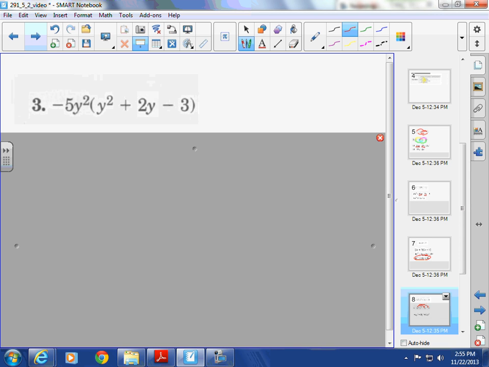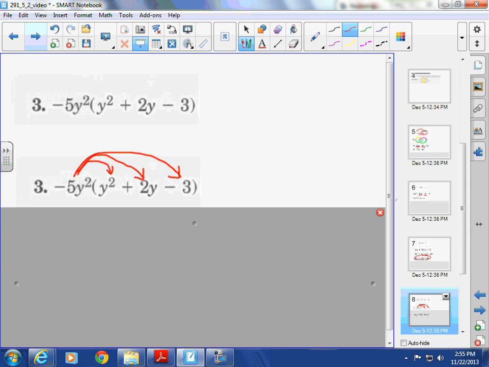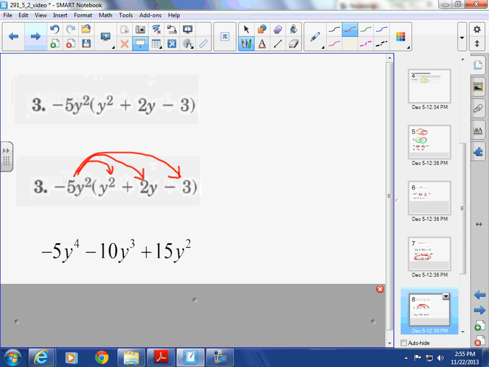Okay, here we have an example of a monomial times a trinomial. For this particular problem, you want to distribute your monomial to every term in your polynomial. So negative 5y squared gets multiplied by everything. When you do that, you end up with negative 5y to the fourth minus 10y cubed plus 15y squared. There are no like terms, so we are done. That's the answer.